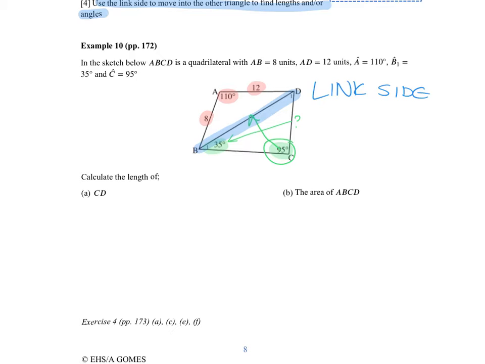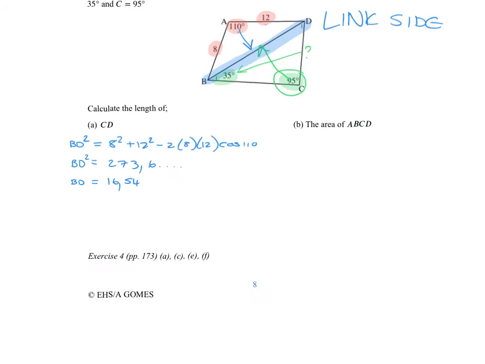All right, so go to the triangle that has the most information, especially the ones with the side lengths. So how would I work out BD? Well, let's see what I've got. I've got side, included angle, side. I've got the angle and I've got the one across from it. I don't have a complete pair of side to angle, so I've got to use the cosine rule. So BD squared. All right, so just jumping to the cosine rule, we get BD to be 16,54 units.